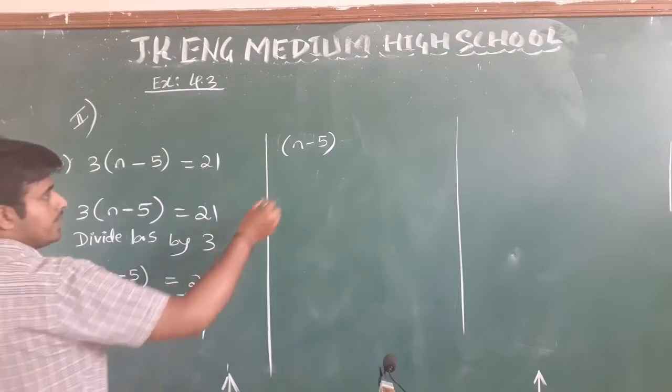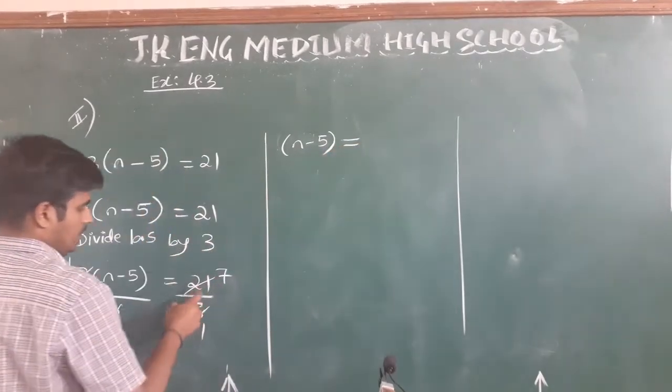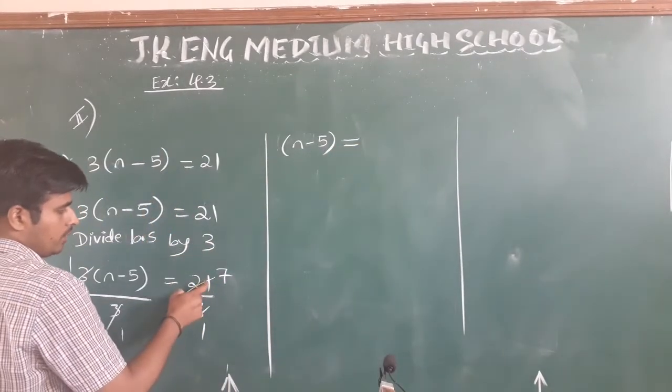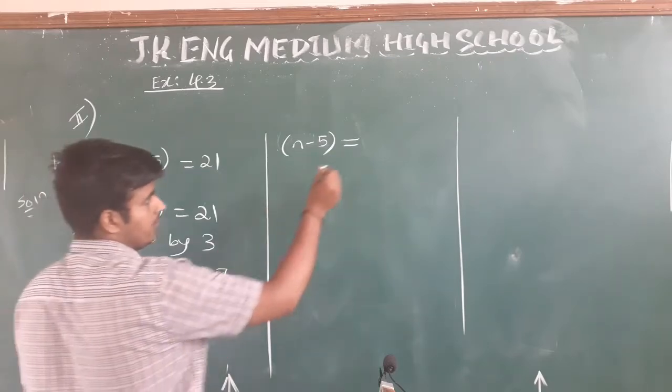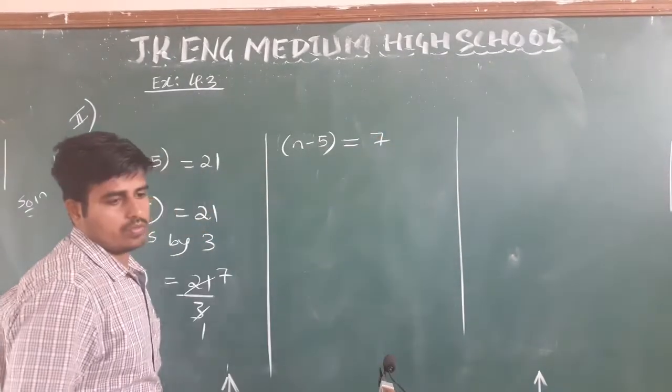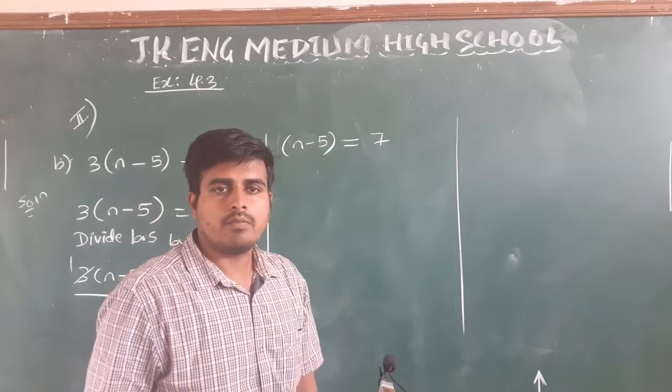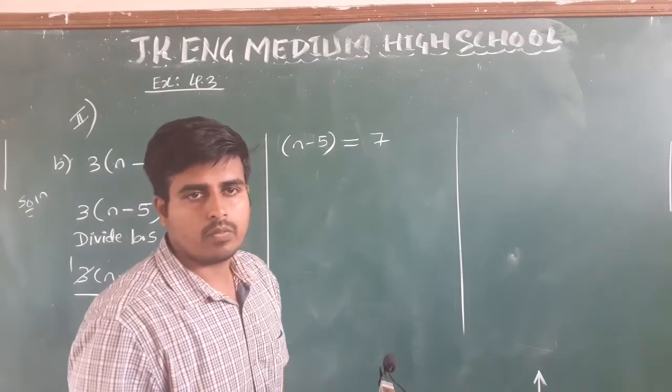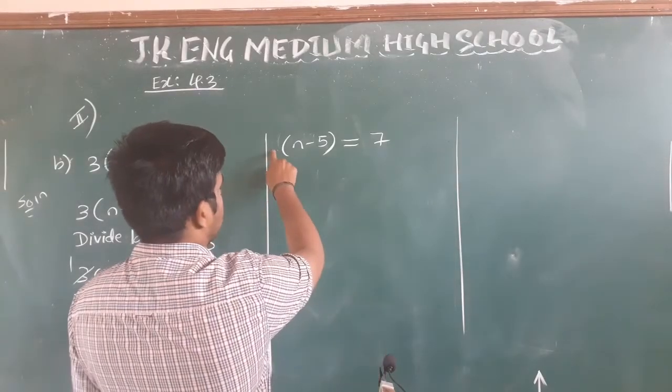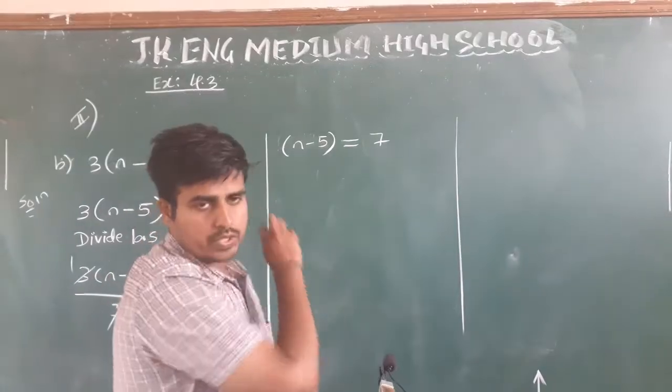Here, equal sign. Here 3 is gone. Instead of 21, what do we get here? 7. So I need to write 7. What is my next step? My next step is to open up the bracket. Outside, which sign is there? Nothing means plus. So no need to worry.